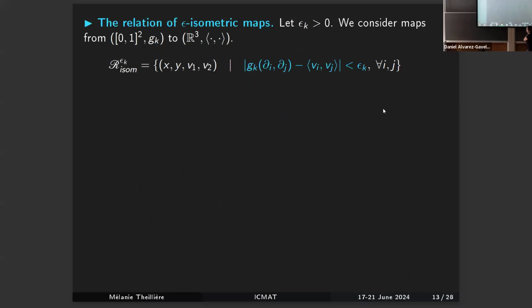So let's take a look at the relation of isometric map. We have to consider the error we accept at each step. So let's take an error epsilon k, and let's take a look at this thickening of the relation of isometric map for surfaces. For surfaces, we are looking for all tuples such that the scalar product of Vi Vj, which replaces the partial derivative, satisfies this constraint: the difference with the metric is lower than epsilon k.